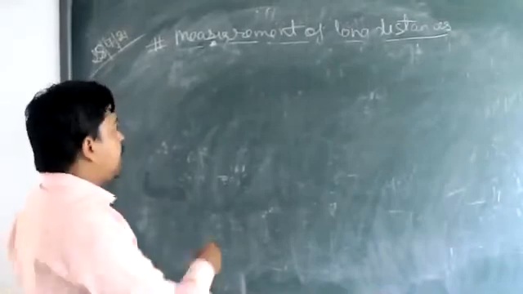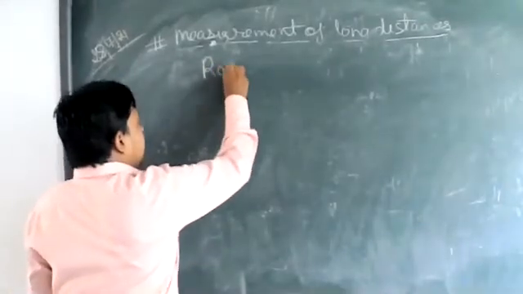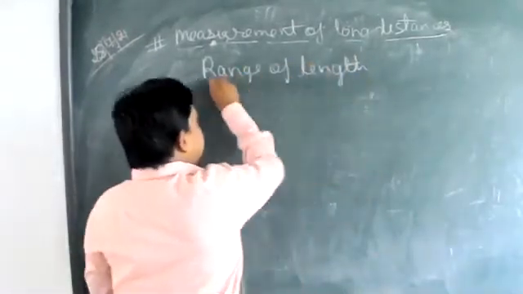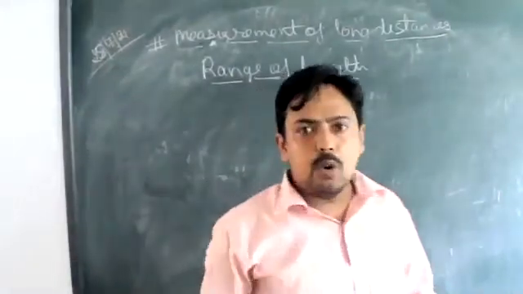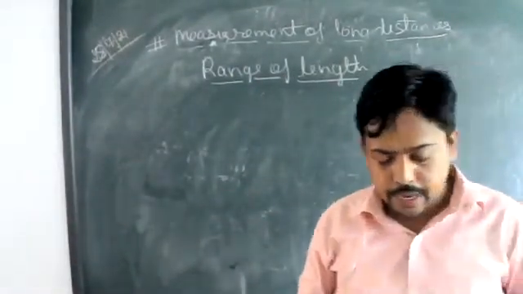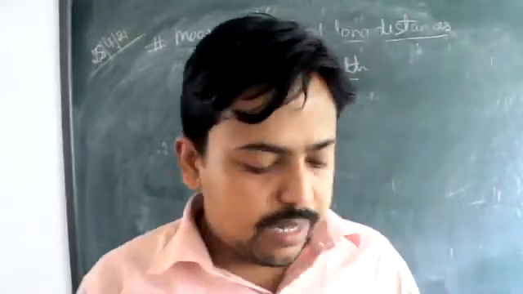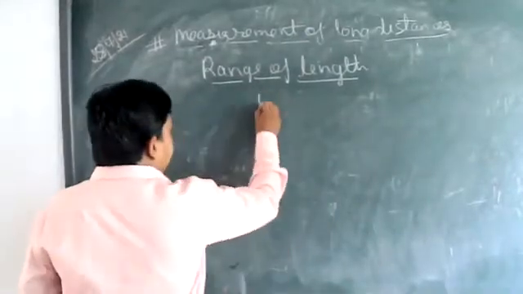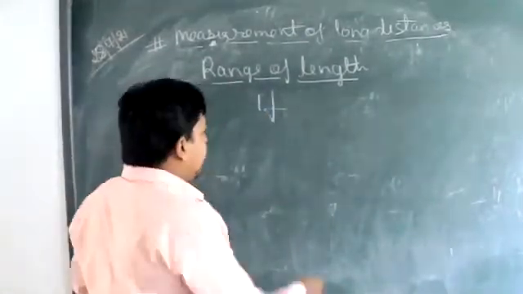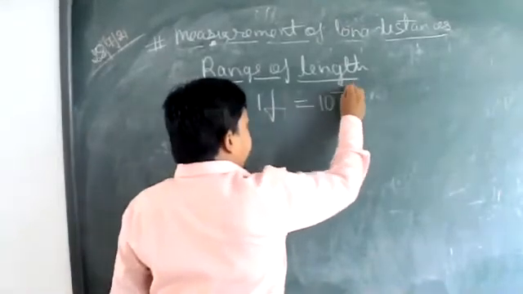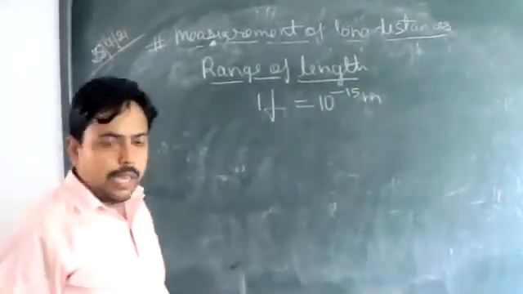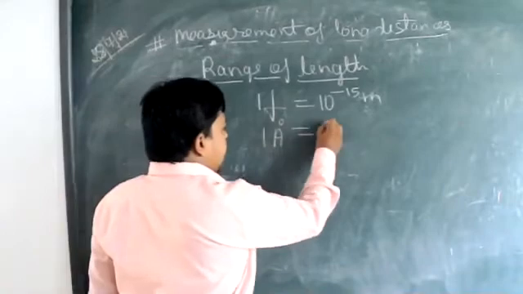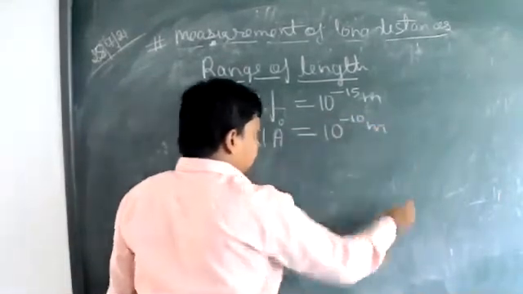Now I'll be talking about range of length. What is the relation of length if any physical quantity is expressed in different units? As you can see in your book also, it has been tabulated at page number 21, where it has been written that 1 Fermi in terms of meter equals 10 to the power minus 15 meters. If 1 angstrom is given to you, that equals 10 to the power minus 10 meters.